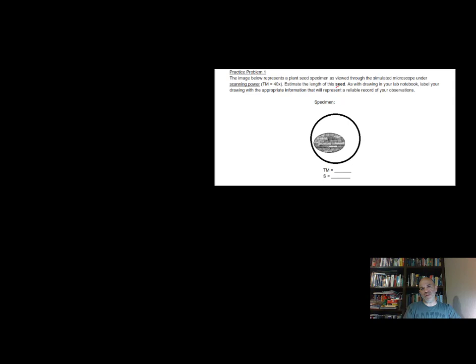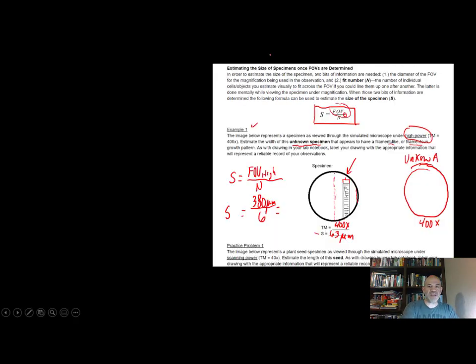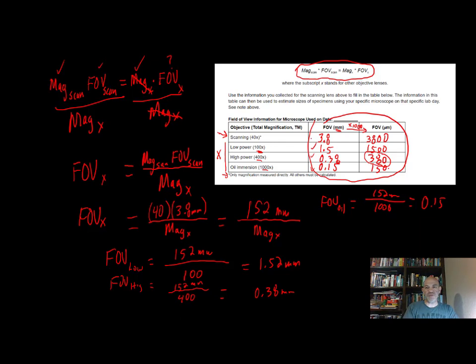Make sure you label what it is based on the description. It's a seed. This one is under scanning, so it's not high powered. So this one is under a total magnification of 40, and we have the table. That's the one we measure directly. You can either use millimeters or micrometers here, because this one's pretty large. You can probably use millimeters in that one for your field of view.